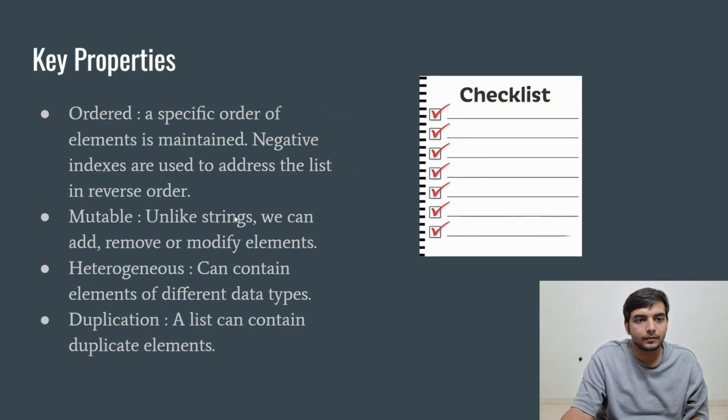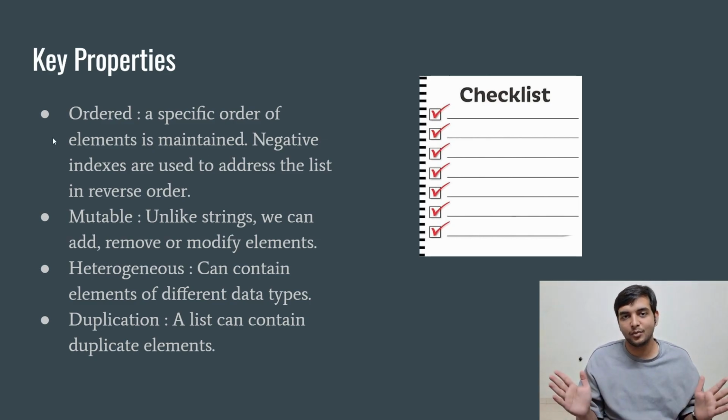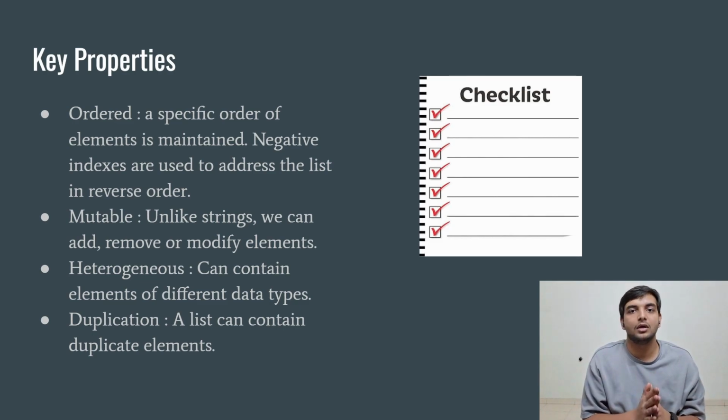Let's move on. These are some properties of lists: lists are ordered, they are mutable, they are heterogeneous, and they can be duplicated. Ordered means that each of the elements stays in the same order. They do not shuffle their positions if we don't do that ourselves.